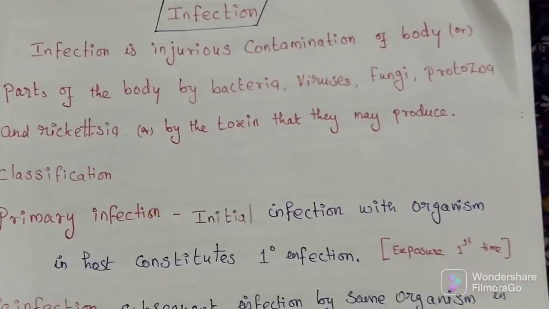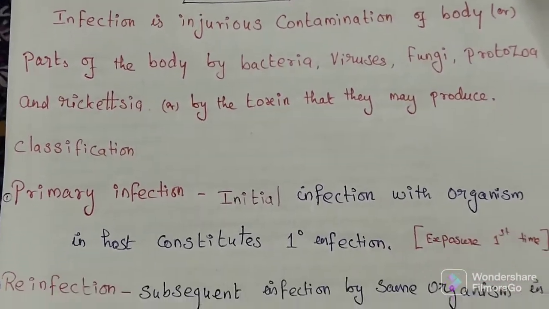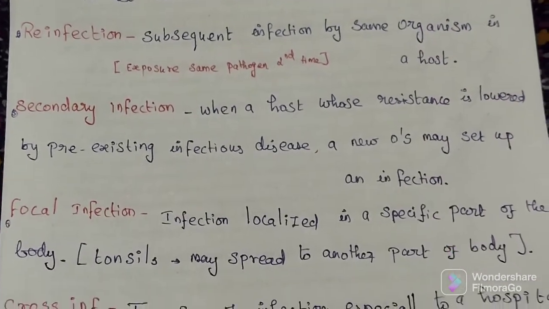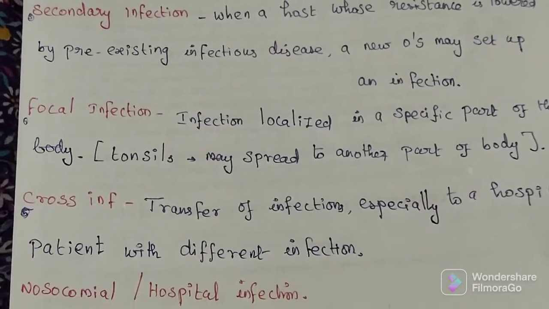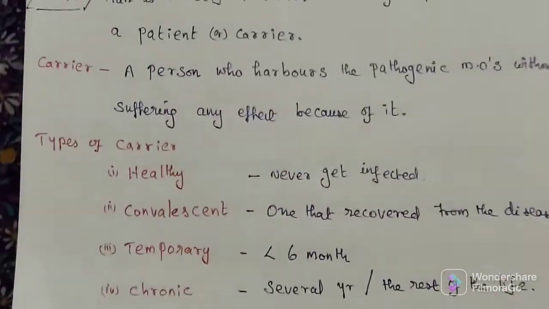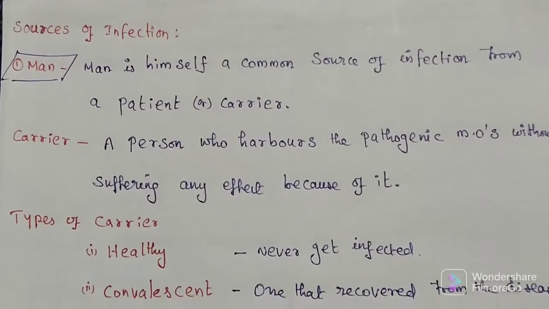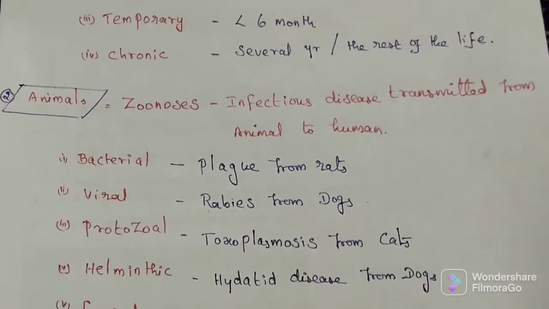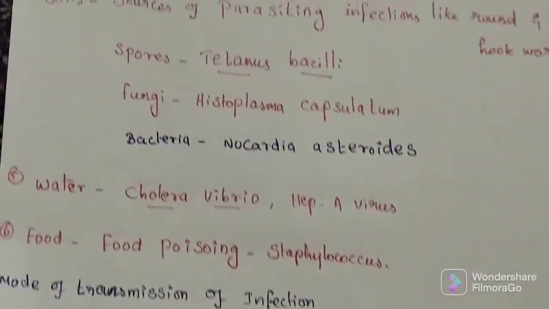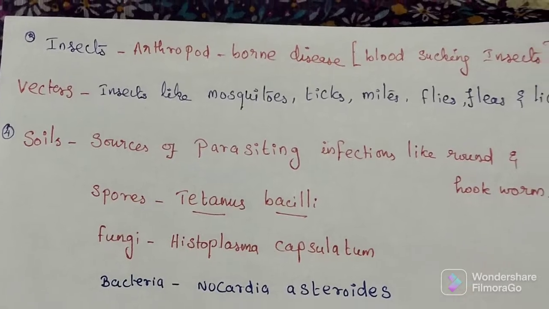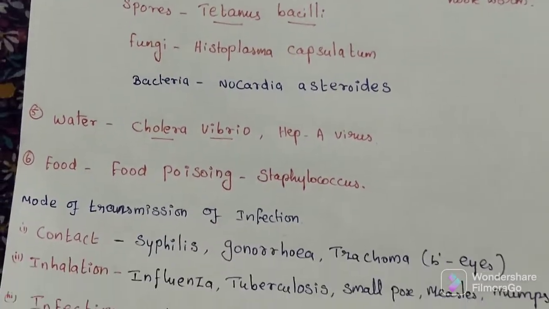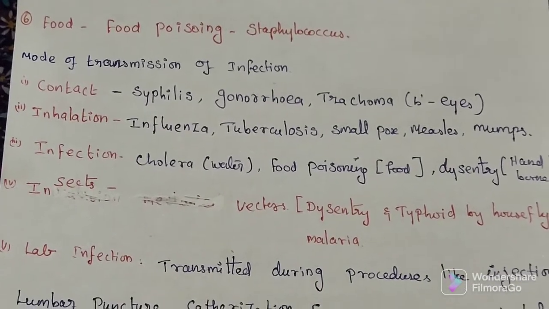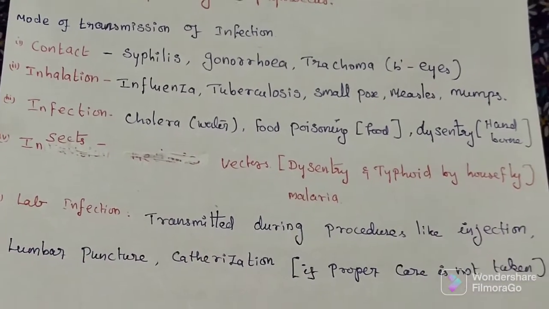So the infection notes format: infection, primary infection, reinfection, secondary infection, focal infection, cross infection. Then sources: human, animals, insect, soil, water, food, and mode or method of transmission through contact, inhalation, ingestion, insect, and lab.